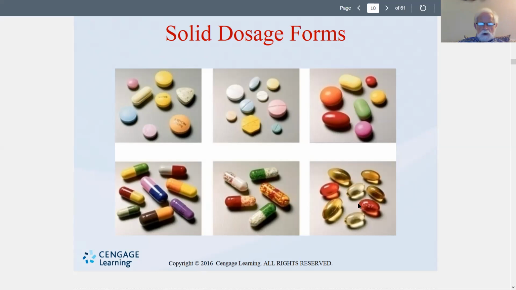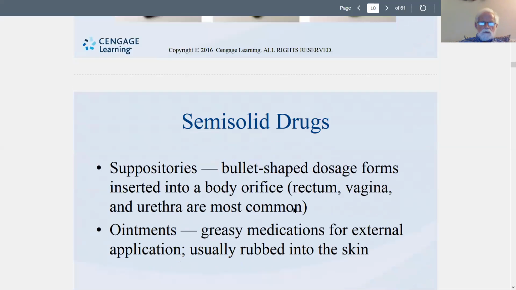And then here we have gel caps. These are gelatin capsules that can contain an oil-based material. Even though we can't see the difference between these two, if they're different drugs, there will be a marking on it that will make it different.